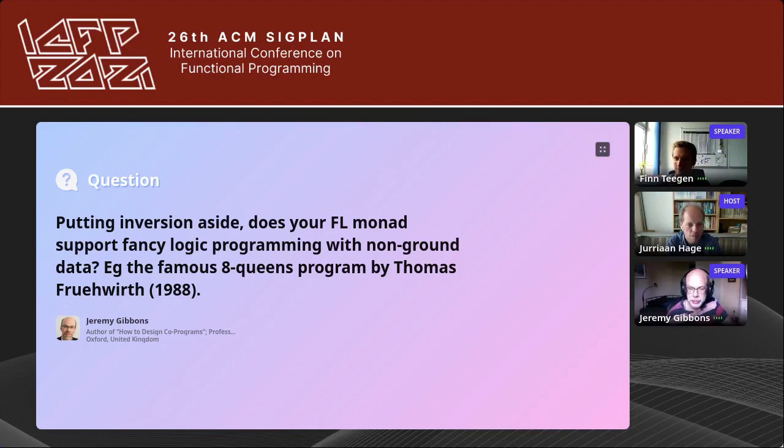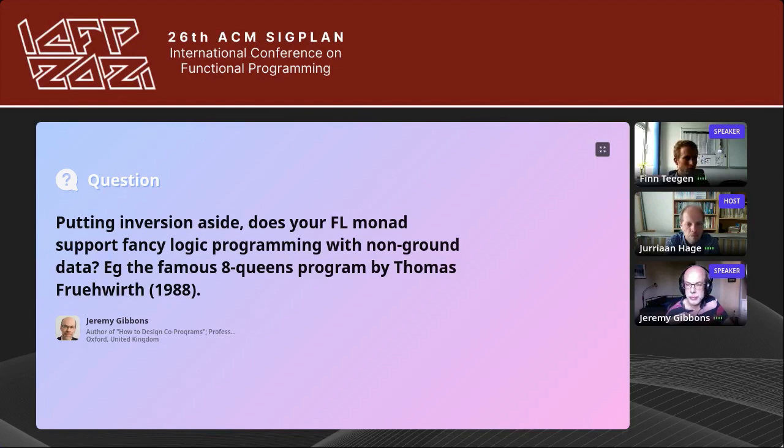But my question is not really about your main point. If I put the function inversion aside, you have this monad FL, which, if I understand right, gives you logic variables in addition to the non-determinism that we sometimes simple-mindedly think of as the essence of doing logic programming in Haskell. And I wonder how useful that FL monad is for doing the other fancy logic programming stuff.